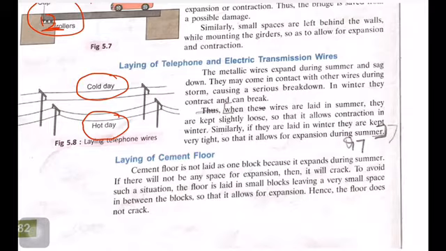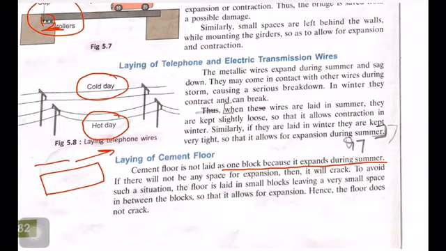Next is laying of cement floor. The cement floor is not laid as one block. We never lay down the cement floor in one block. If you lay it as one block, what will happen? When it expands during summers, there will be cracks inside. During winters, when it contracts, even then the life of the cement floor will be extremely less if you lay down a single layer. So what happens? We make one layer, then another layer, then another layer.